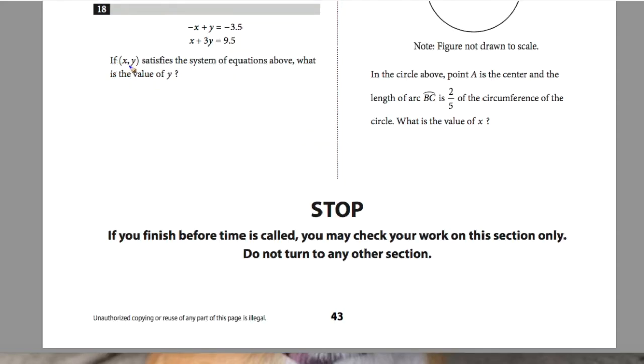Question 18, if (x, y) satisfies the system of equations above, what is the value of y? Meaning I want to cross out x. They kind of help me out here by setting that up. I see here that I have a negative x and I have an x, so I can cross these out.